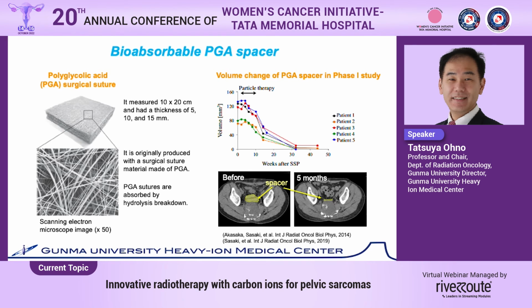Let me explain the bioabsorbable PGA spacer inserted in this case. This spacer seed was originally developed in Japan. It is produced with a surgical suture material made of PGA. The PGA sutures are absorbed by hydrolysis breakdown. On the right, the figure shows the volume change of the PGA spacer in the phase 1 study. Such gradual absorption is good for keeping distance from the GI tract.